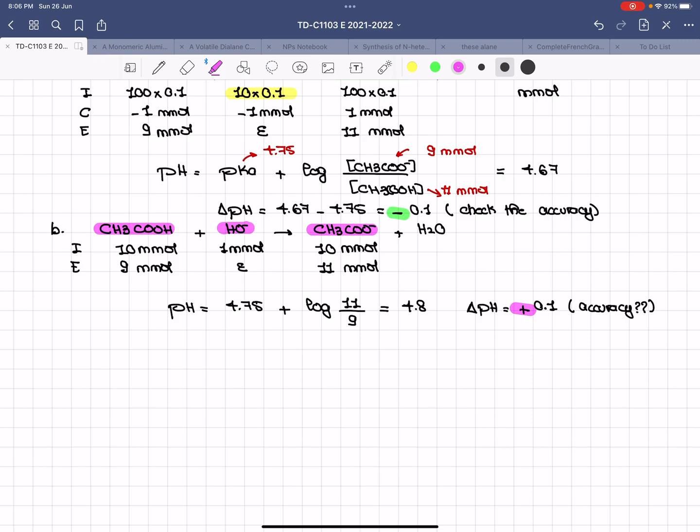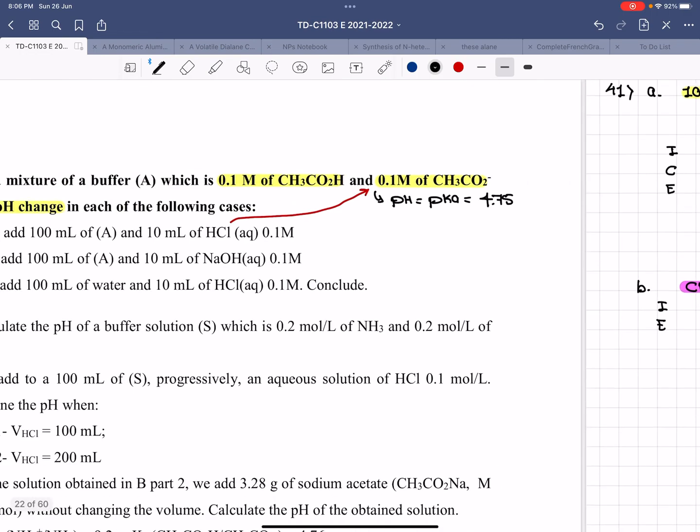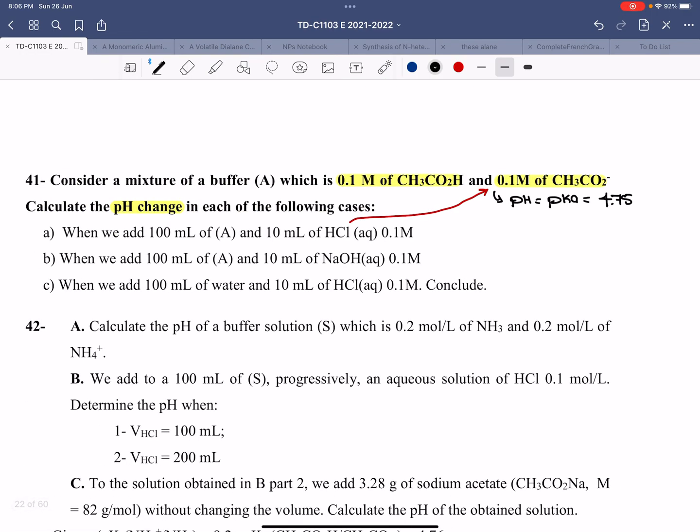So in fact, you don't need to calculate if it's, let's say, qualitative. If they ask for the addition of an acid, you can simply say that the pH will decrease. Addition of the base, it will increase, unless they want the actual value. And I think that's part B. Let's see what happens in part C. We add 100 milliliters of water and 10 milliliters of HCl 0.1. Conclude.